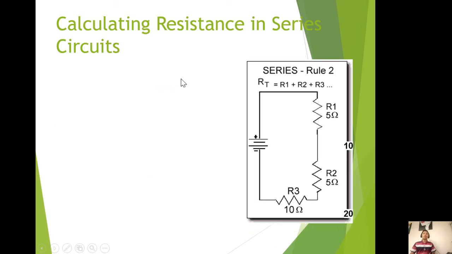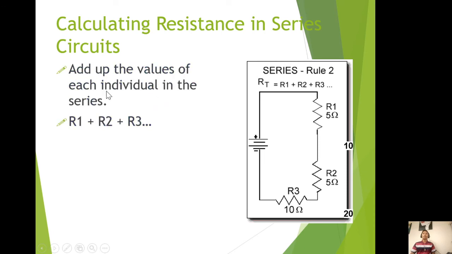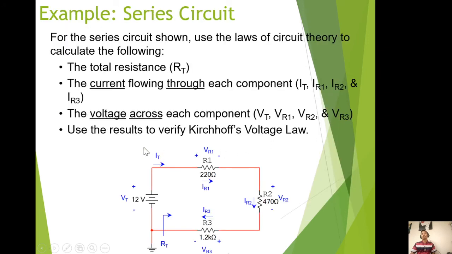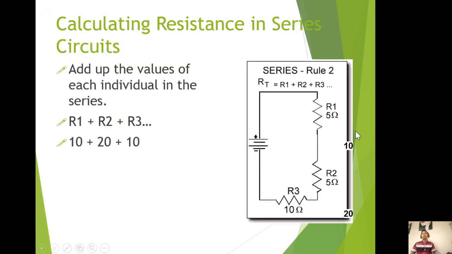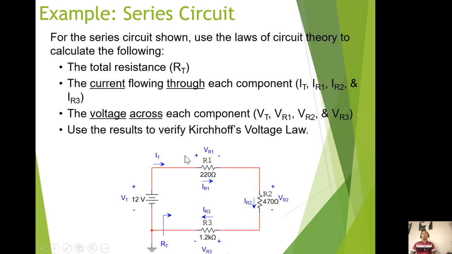Okay. Next, we have 5, 5, 3. Add up the values in a series circuit. R1 plus R2 plus R3. So as an example, 10 plus 20 plus 10. Supposedly this is 10, this is 20, so we have a total of 40 ohms.